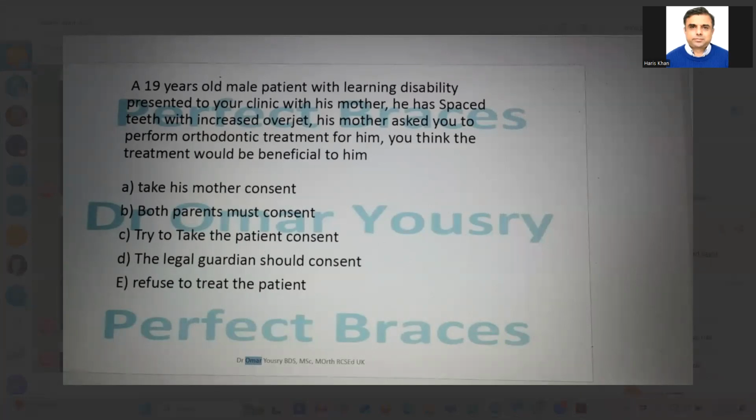Take mother's consent, take parent consent, no, take consent from the patient. The legal guardian should consent. Refuse the treatment. So I think option D, because the patient has learning disabilities.